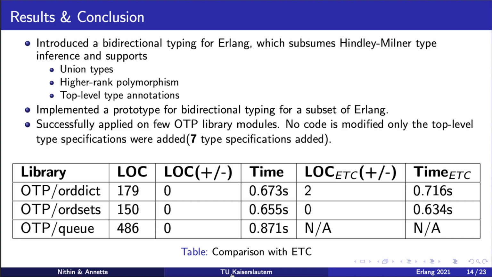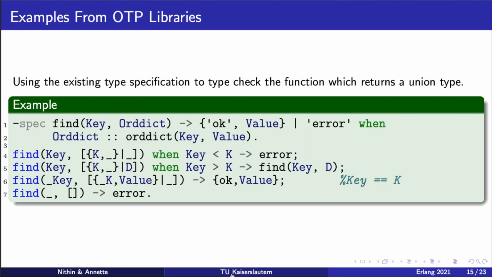I would like to emphasize that we didn't modify any user code. We just had to add 7 top-level type specifications to help the type inference and type checking. Comparing with the existing Erlang type checker, the performance is almost the same, and we didn't have to modify any user code. We just reuse the existing type specification, or we add a type specification.